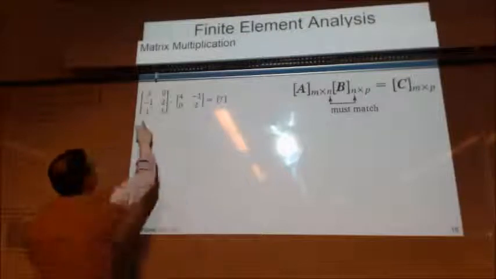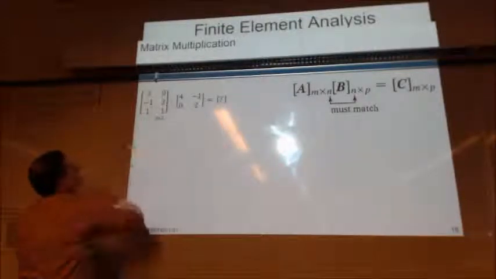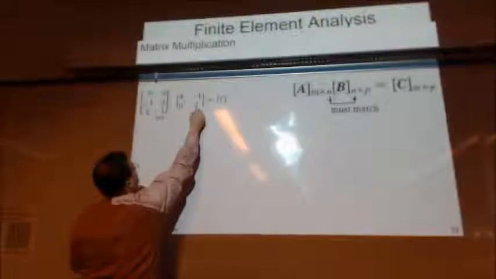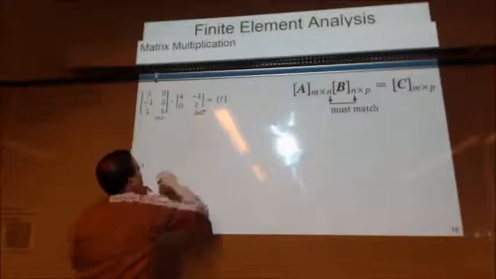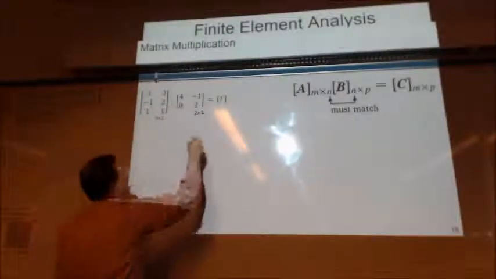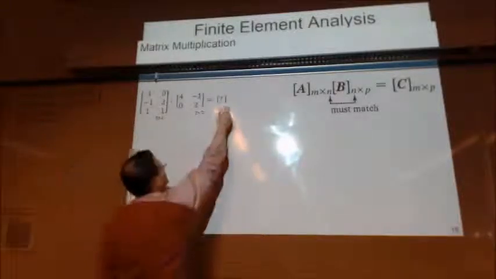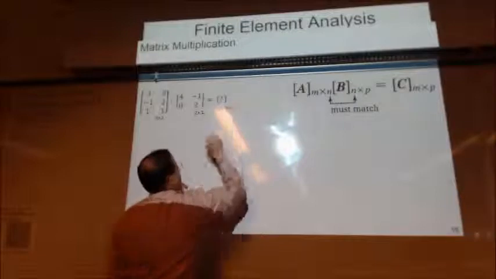So let's see, what do we got here? We've got a 3 by 2 matrix, right? And this is a 2 by 2 matrix. So these two are equal, so we're okay. So what size matrix are we going to end up with? 3 by 2. So this will be a 3 by 2 matrix.